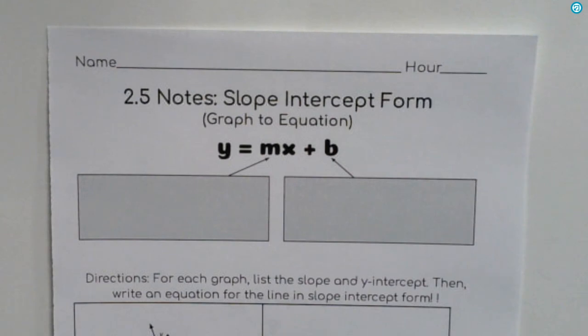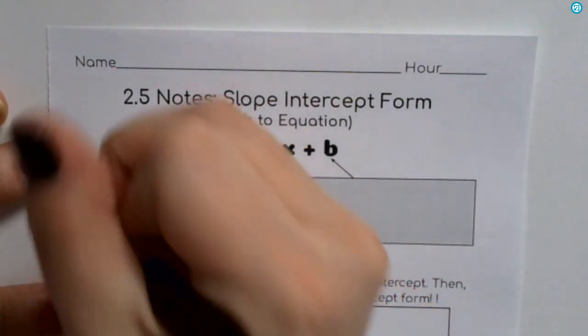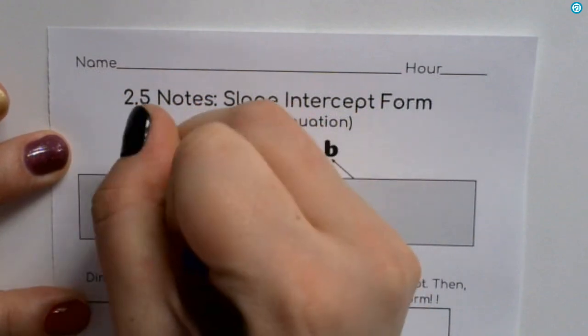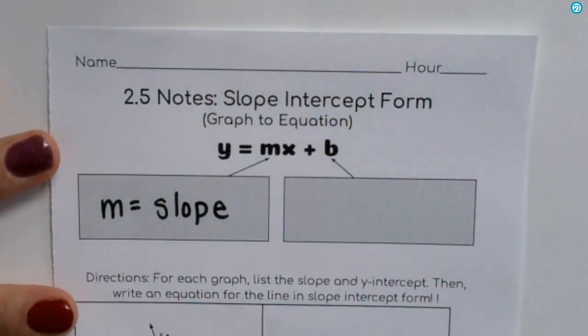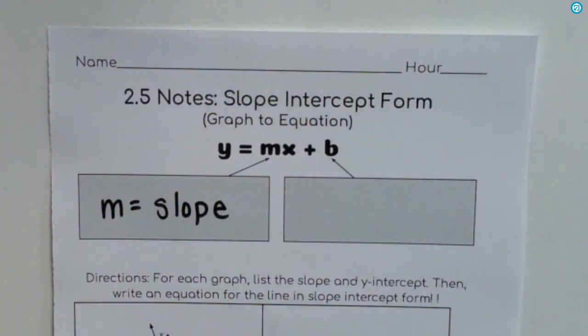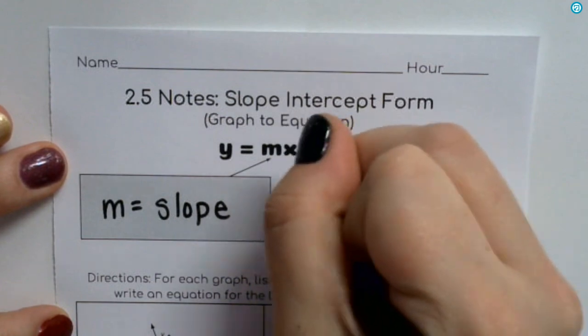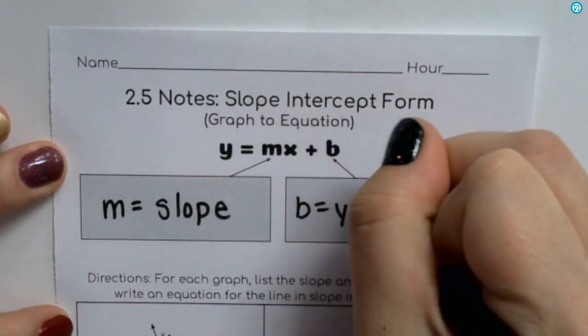Okay, we looked at slope-intercept form yesterday. I gave you an equation, you put it on a graph. We are doing the same thing but opposite today. So first of all, review that in our equation, m stands for our slope. So m equals our slope. B in our equation is our y-intercept.